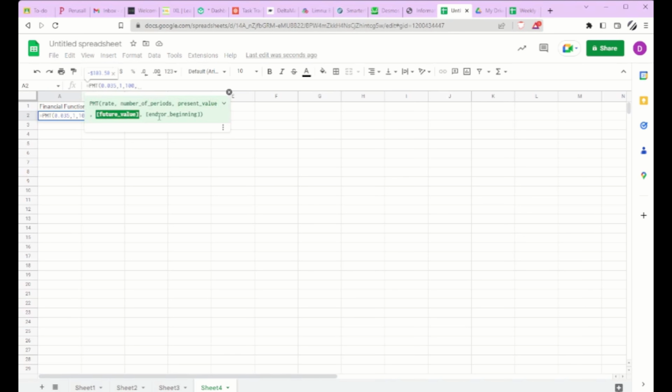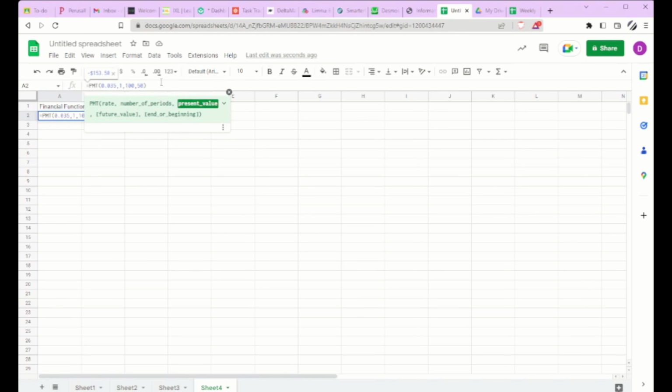Now, we could also use the future value and whether it's the end or the beginning. So that present value of $100 with a 3.5% interest rate paid once says we'd have to pay $103.50. But let's say at the end of that period, we get it down to $50. That's our future value, right? This is showing us that we have to have a payment of negative $153.